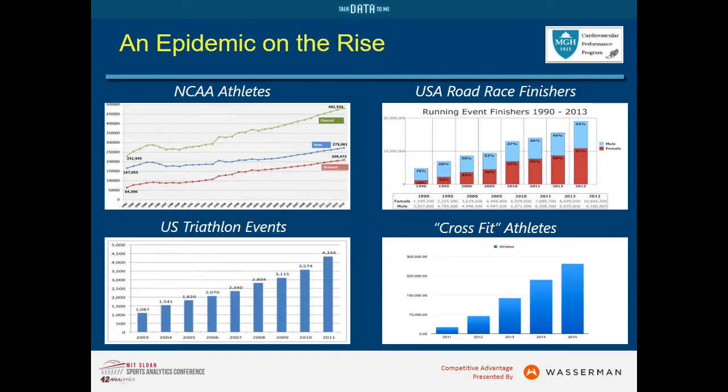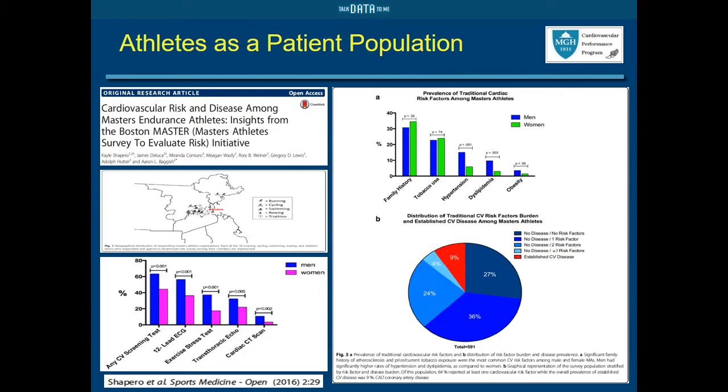So why bother talking about this? No one in the audience needs this slide to be reminded of the fact that participation in competitive athletics, whether you're talking about young athletes at the high school or college level, or older athletes who participate in organized road races, triathlons, or perhaps prefer gym-based fitness, these populations are on the rise, and we're not seeing any plateau. So the number of people that push their bodies hard and want data to improve performance continues to mount.